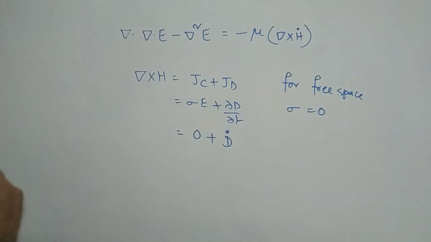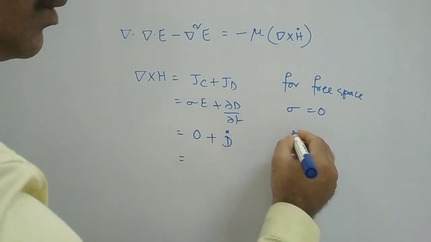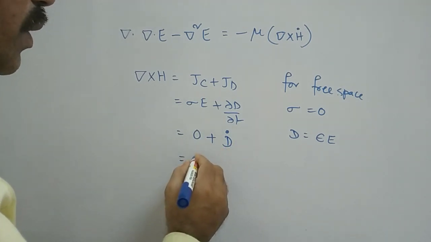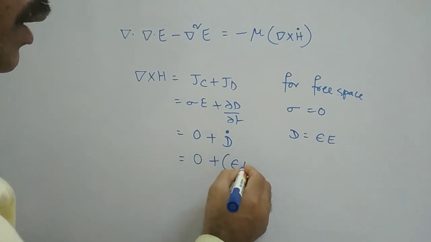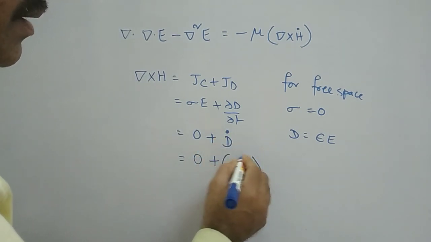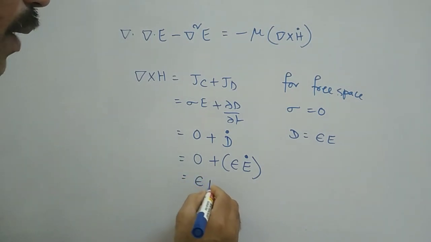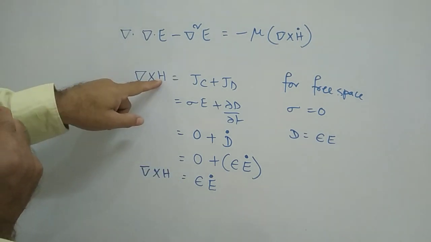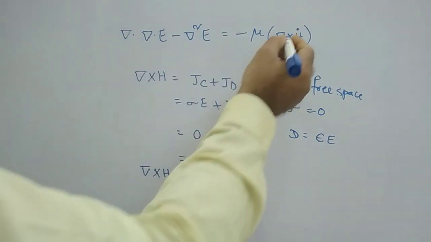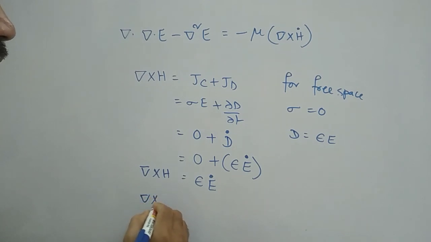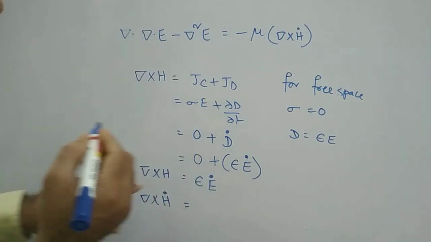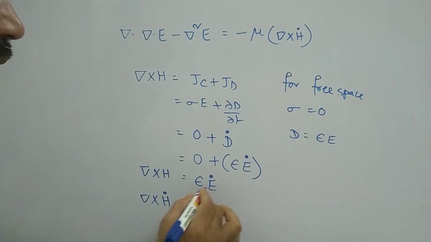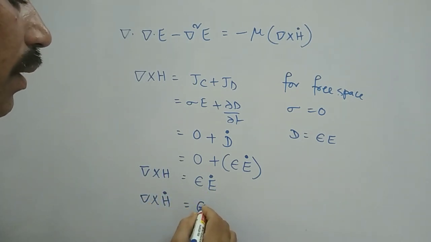Further, I know that D is equal to epsilon E. Substitute that here, in place of D, epsilon into E, and the dot mark comes here too. Therefore del cross H is epsilon times E dot. Now first derivative: if you take H dot, then with epsilon this becomes a double derivative.